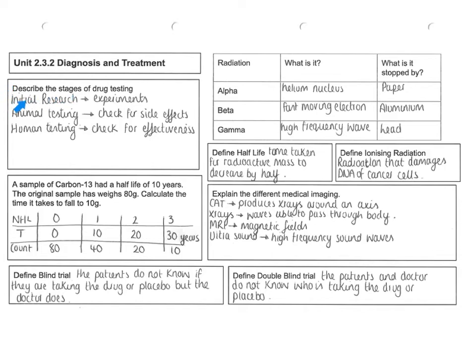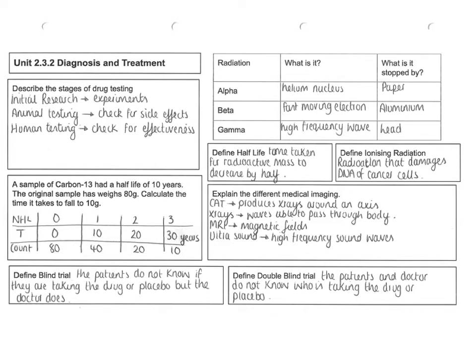So first of all, we have initial research where we do experiments in a laboratory. Then we have animal testing, so we check for any side effects that the drug might have, and then we do human testing, where essentially we check for the effectiveness of the drug actually working on the condition it's meant to treat.